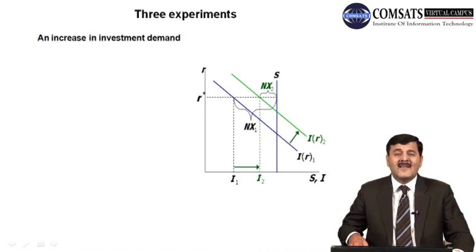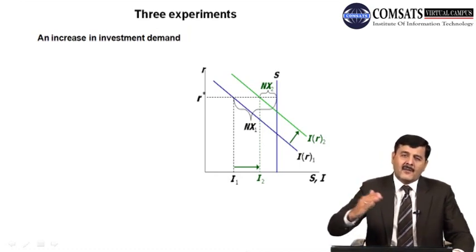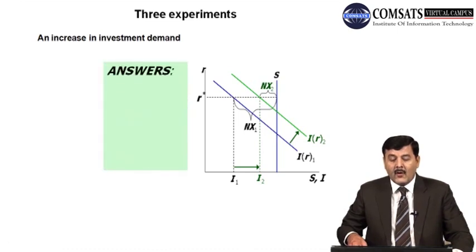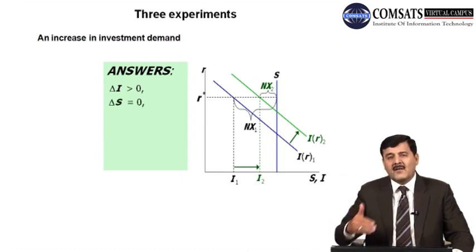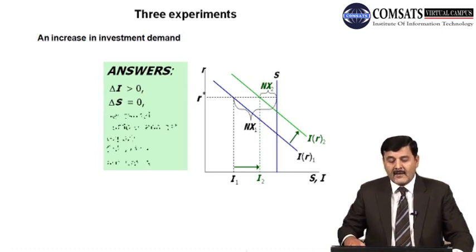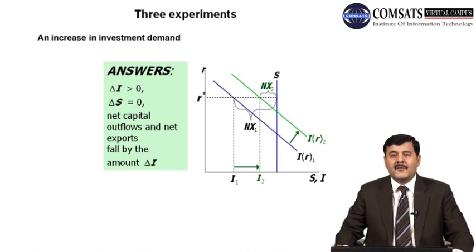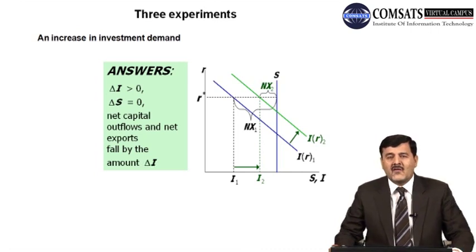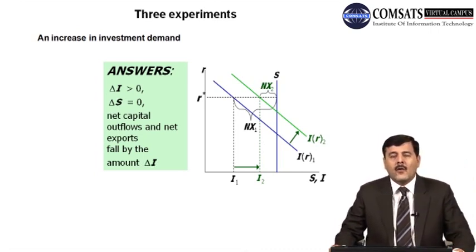Now suppose there is an increase in investment. What will happen to the investment curve? When investment increases, the investment curve shifts rightward. As you can see in the diagram, it is shown with the green line. The line in green color is the new investment curve, that is I2. Now what is happening? With the increase in investment demand, savings fall. Savings go to zero, and all of the investment gets invested, right? So net capital outflow and net exports fall by the percentage of delta investment. By the percentage that investment increases, by the same percentage the net exports or net capital outflow of the economy falls, right?